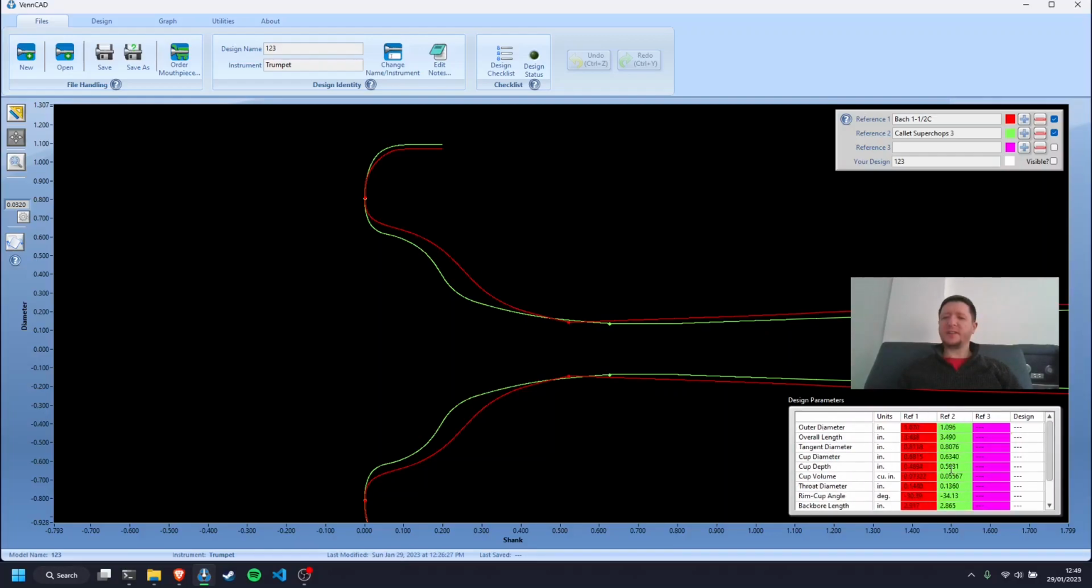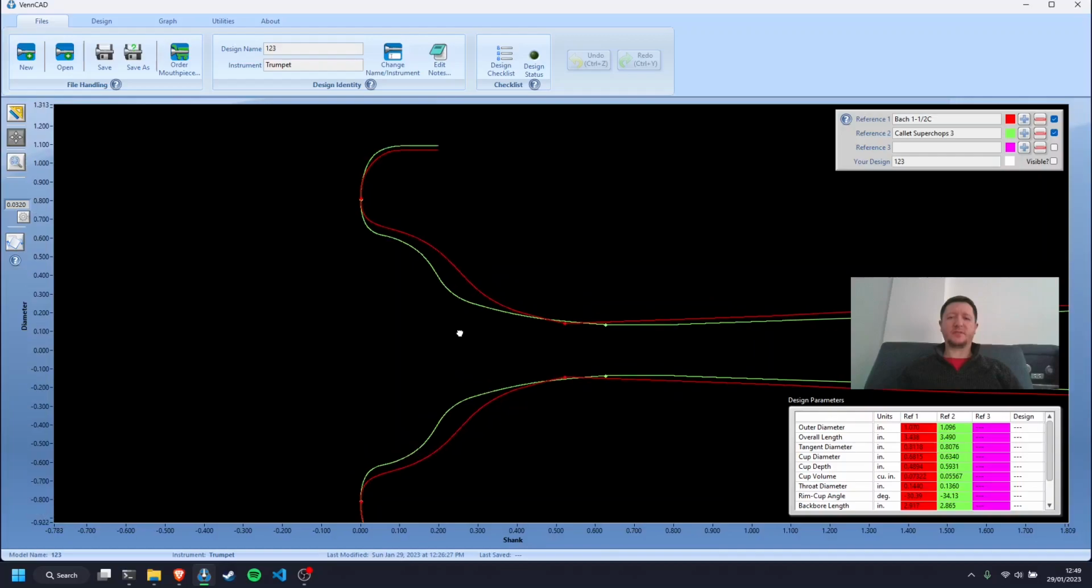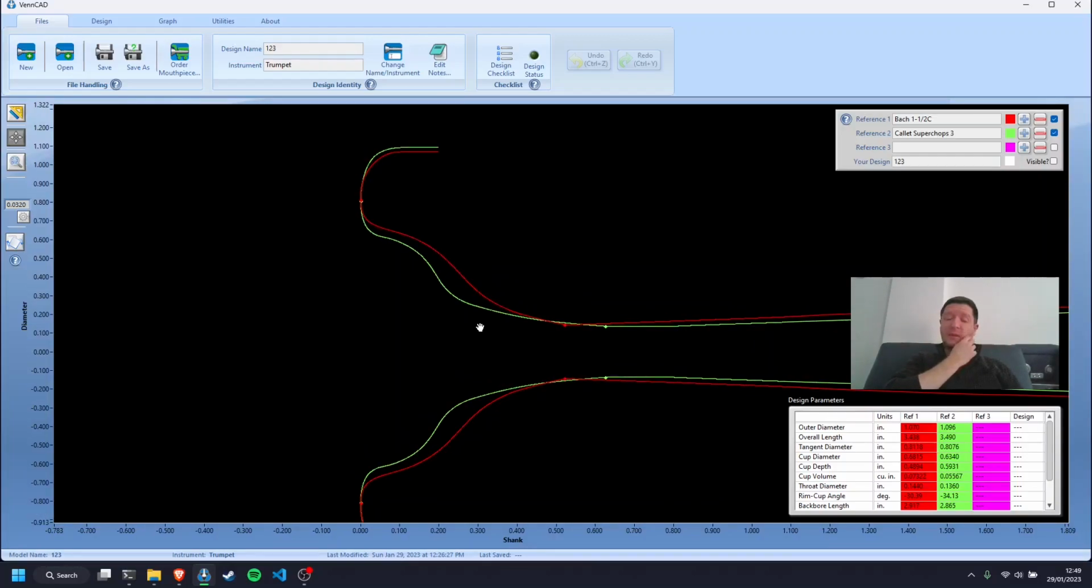I think the reason that the cup diameter is here, so we've got 6.3 and 6.8. Okay, so I was off by a hundredth of an inch on both designs, but there we go. So yeah, 0.63, that's going to make it more like your Warburton 7. Just, that's your comparison there.